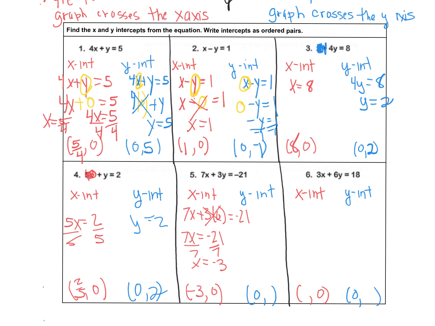Okay. If we look at the y-intercept, we are going to put down 7 times x, which we're letting equal 0, plus 3y equals negative 21. 7 times 0, that's gone. 3y equals negative 21. We divide both sides by 3, and y will equal negative 7.